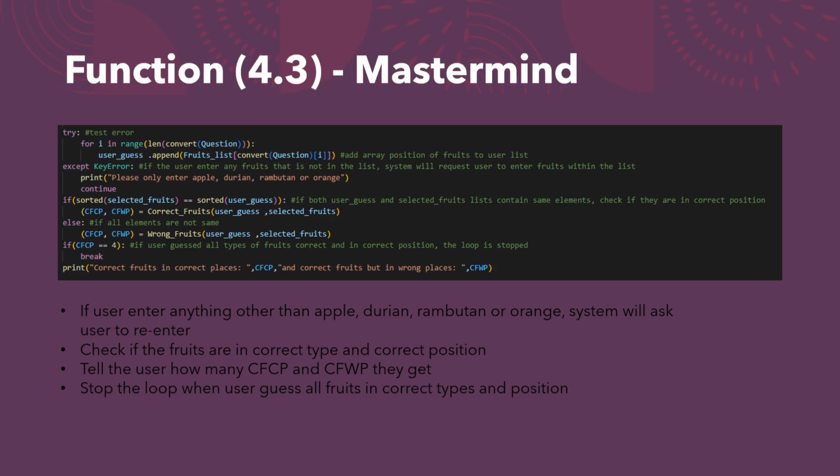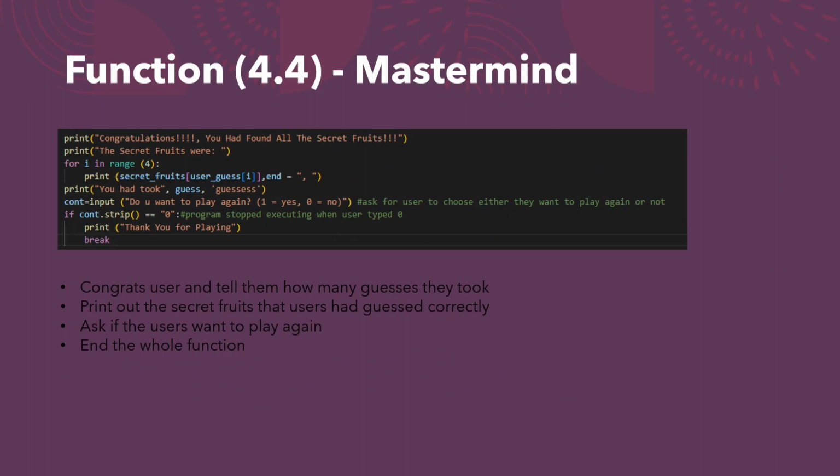After that, the program will stop the loop when the user guesses all the fruits in correct types and correct position. So after the user has guessed all the secret fruits correctly, the program will print out congratulations that they found all the fruits. After that, the program will print out the secret fruits entered by the user and found to be correct. After that, it will print out how many guesses the user took to reach the final answer.